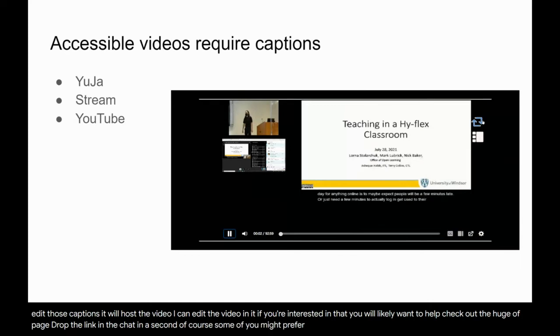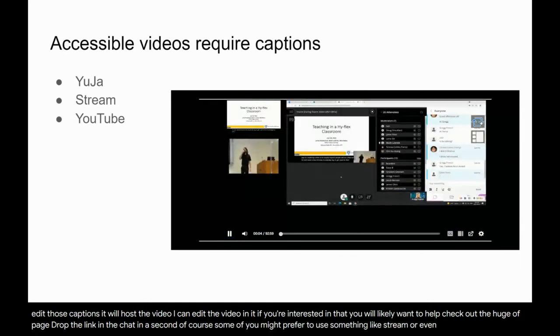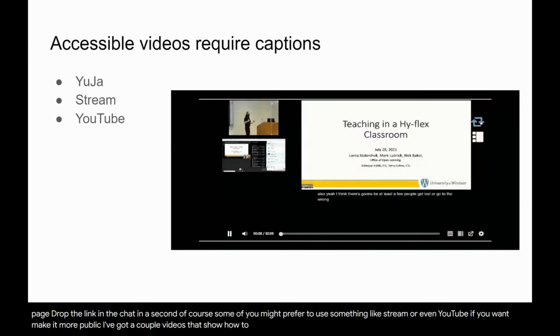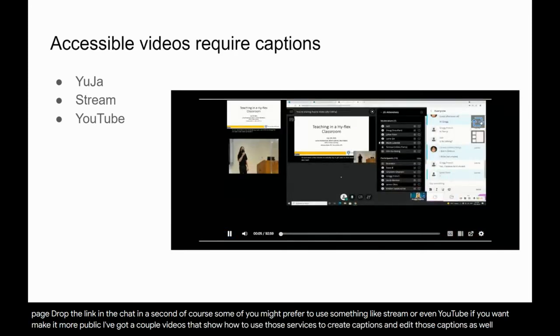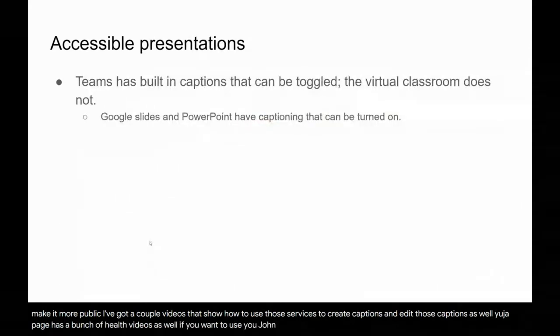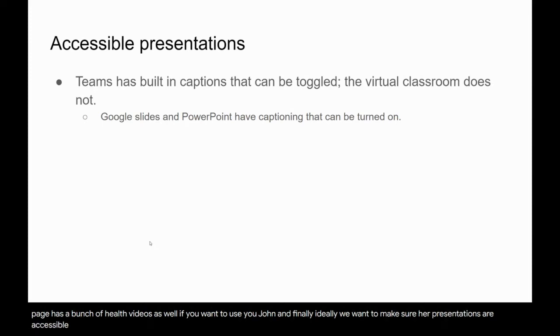Of course, some of you might prefer to use something like Stream or even YouTube if you want to make it more public. I've got a couple videos that show how to use those services to create captions and edit those captions as well. The YuJa page has a bunch of help videos as well if you want to use YuJa. And finally, ideally, we want to make sure our presentations are accessible.